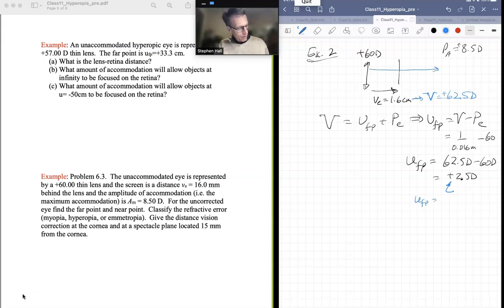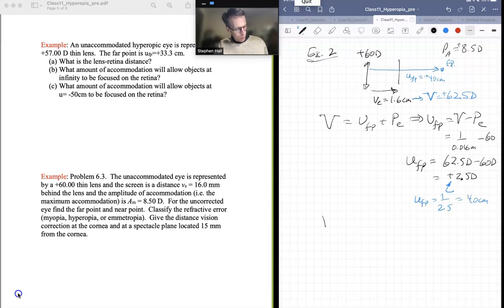The far point location would be 1 over 2.5, and that corresponds to 40 centimeters. The positive sign is telling us that the far point is over here, downstream from the eye, and so that corresponds to hyperopia. This is a hyperopic eye. And now we need to find our near point.